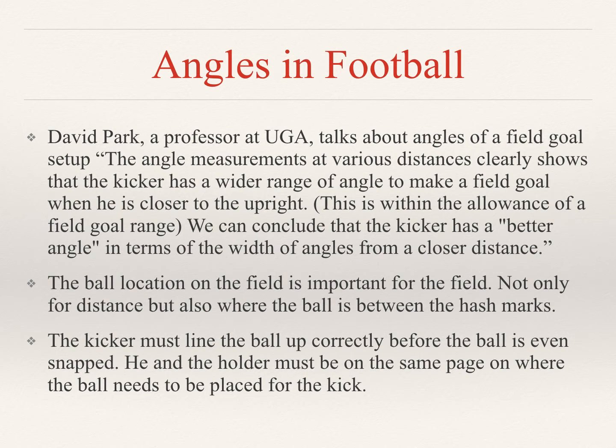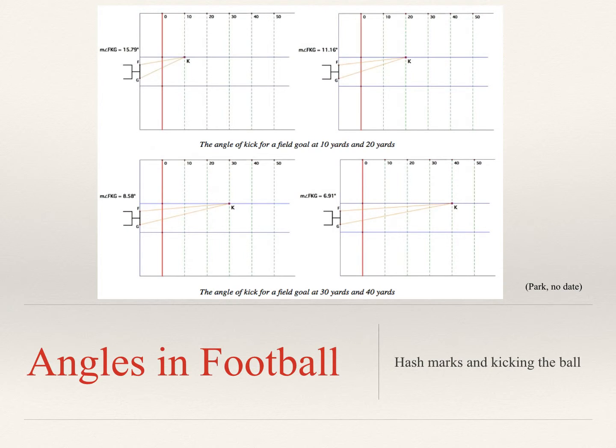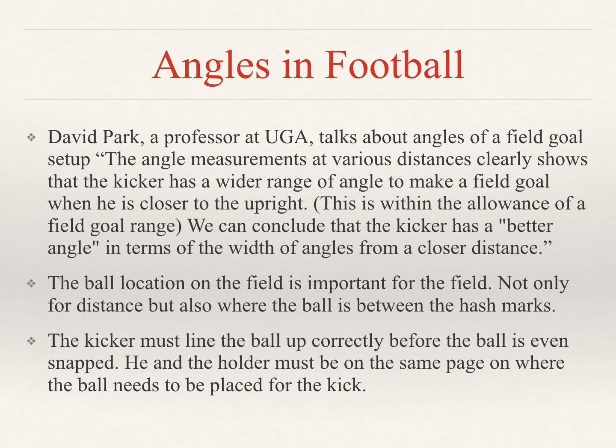David Park, a professor at UGA, talks about these angles and actually came up with this representation. As you can see in the picture, the closer the field goal is, even at the same angle of the side of the hash mark, the sharper the angle comes for the kicker to kick. So the closer the better, depending on the hash mark.